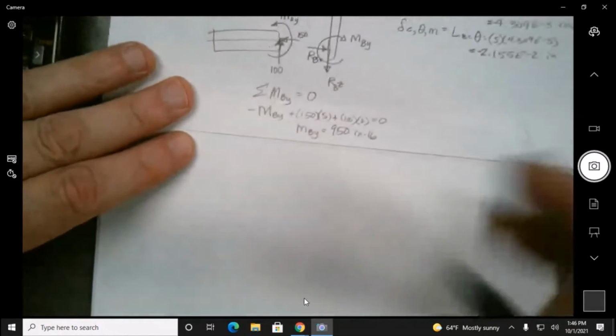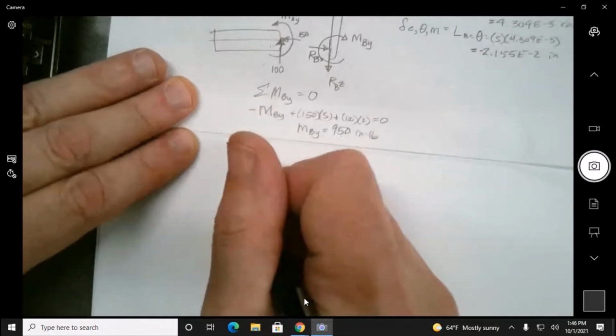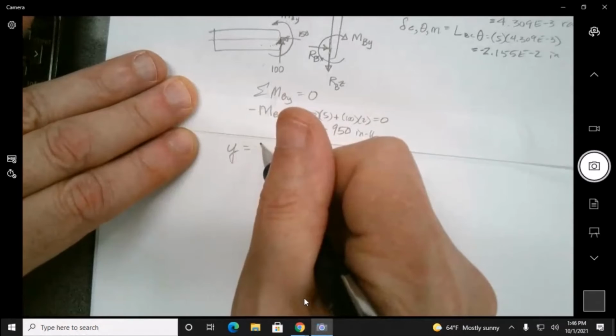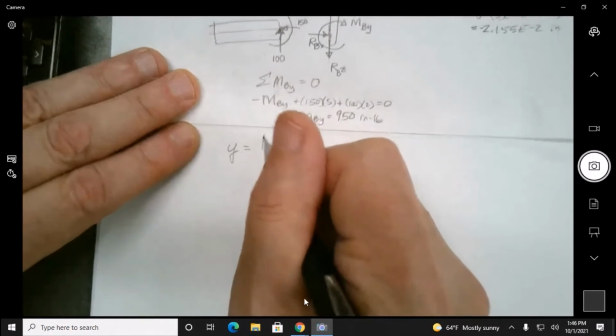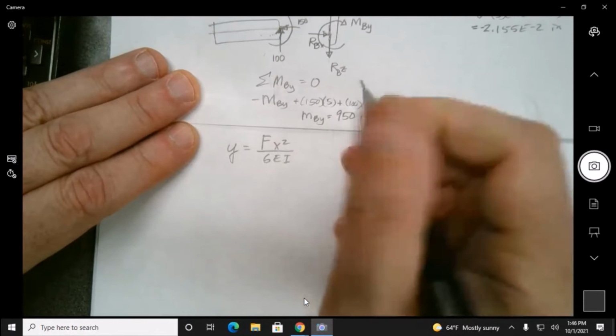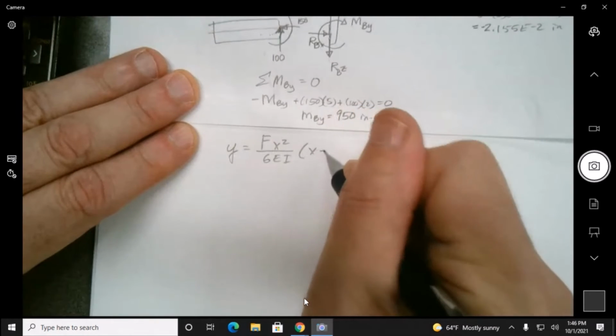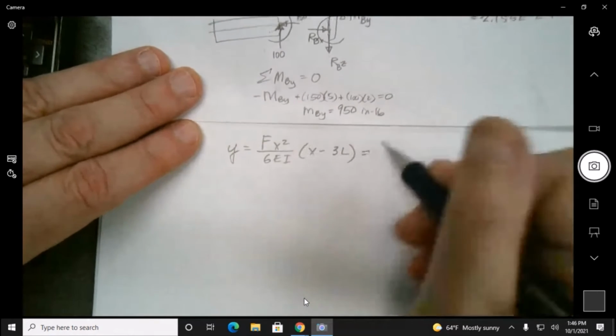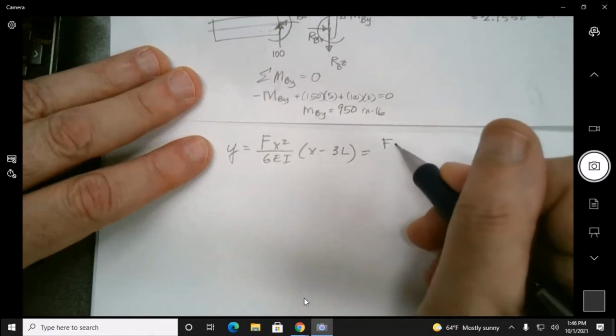All right, so I'm going to take the derivative of this. Where'd you go? Equation: F x squared over 6EI. No, it is not going to be the same thing. Good thing. All right, so it's going to help me out.